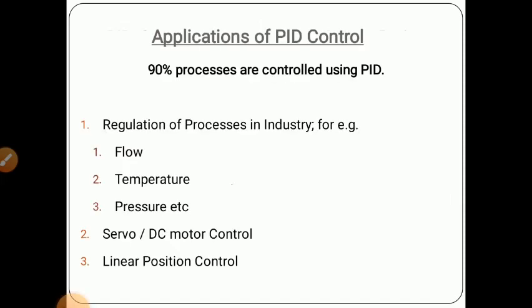Ninety percent of processes are controlled using PID, meaning all three control actions added, like regulation of processes in industry. For example, if you want to regulate flow, temperature or pressure, these can be regulated with the help of PID controllers. Servo/DC motor control also can be done with a PID controller. Linear position control also can be done with PID control action. So these are some applications of the PID controller.